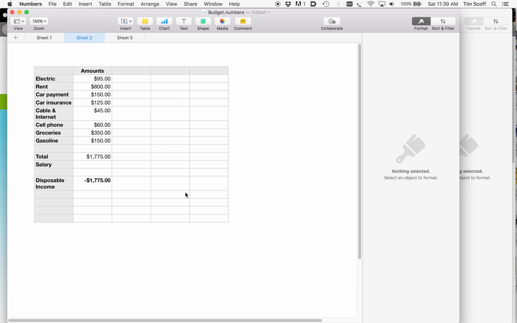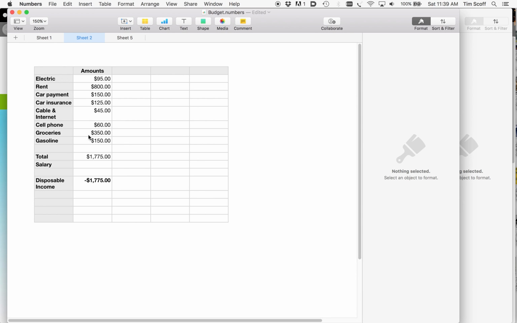Here is an example spreadsheet for somebody. This is not real, I made these numbers up, but these are pretty close to real numbers where I live. This person spent $95 on electric. Their rent was $800, which is about right for a small one-bedroom apartment. They have a car payment of $150 a month, so they have a very inexpensive car. Their car insurance is $125 a month. Their cable and internet access is $45 a month, which is the current Comcast rate for a new customer for 12 months. Their cell phone is $60 a month. Mine costs me $56 actually.